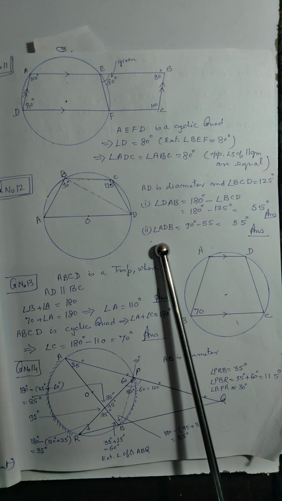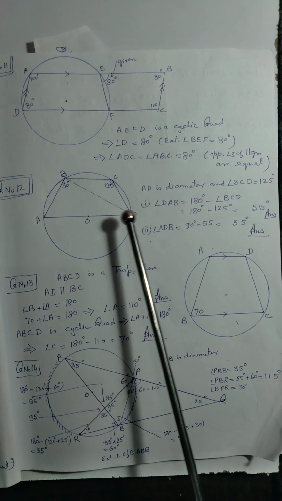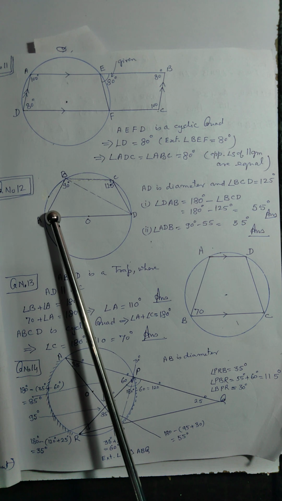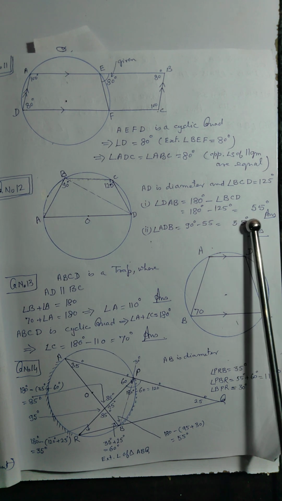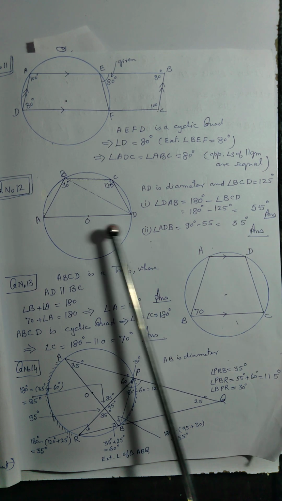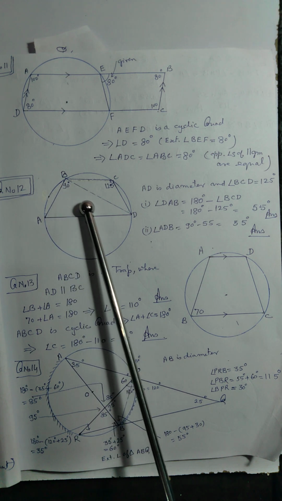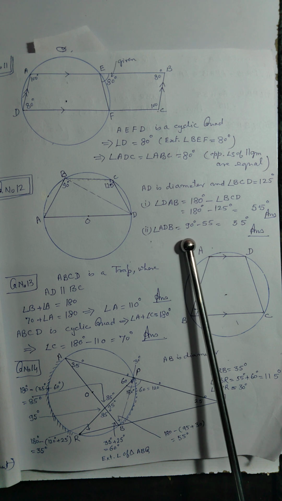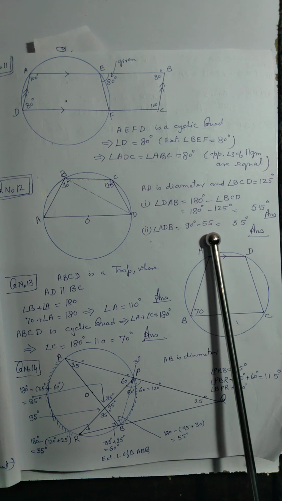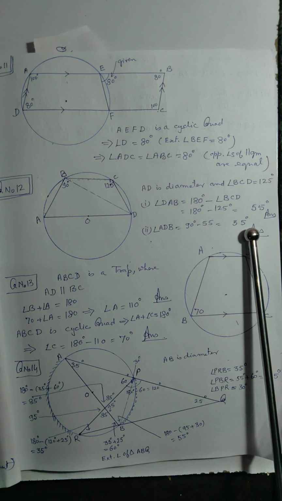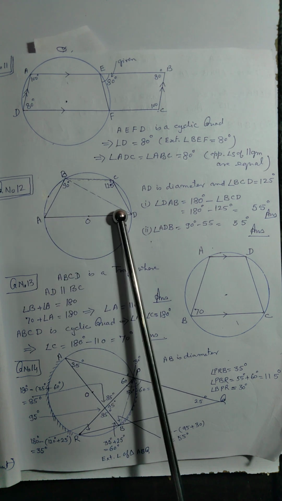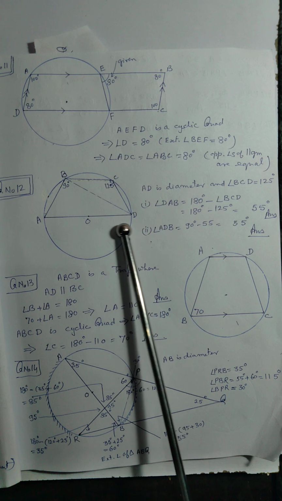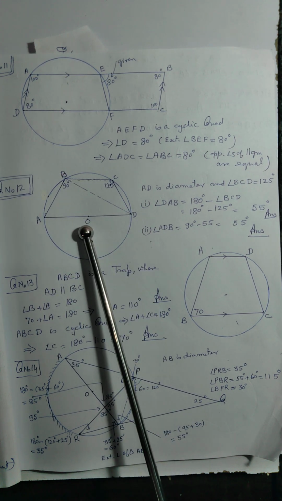Now ADB, we have to work out. So once we have done, find out the value of A, that is 55 degree, ये 55 हो गया, ये 90 हो गया. और ये ADB. So ADB will be equal to 90 minus 55, that is 35 degree. Why it is 90 minus? Because in a right angle triangle, ABD is a right angle triangle.